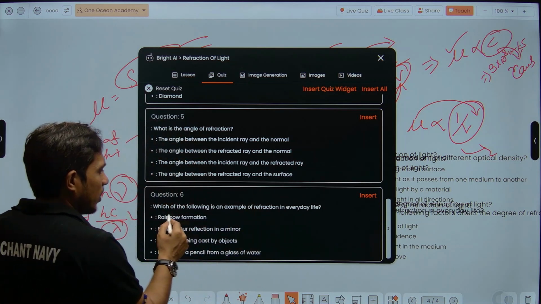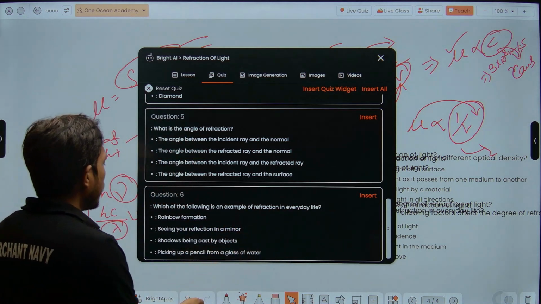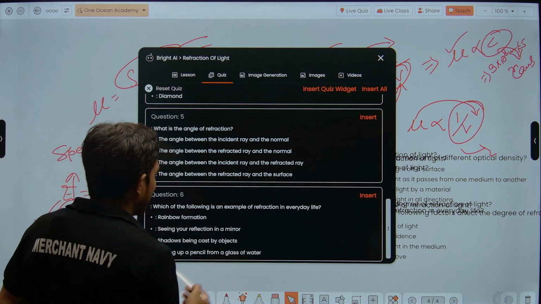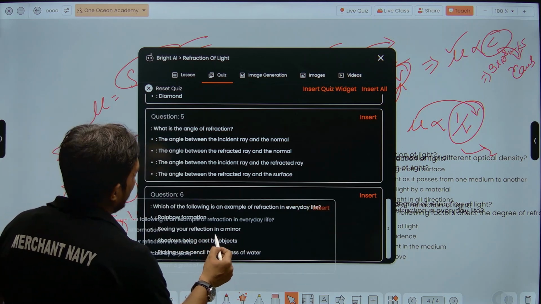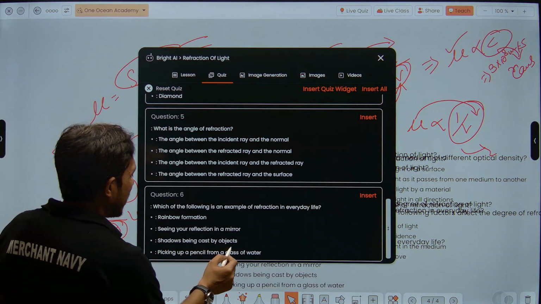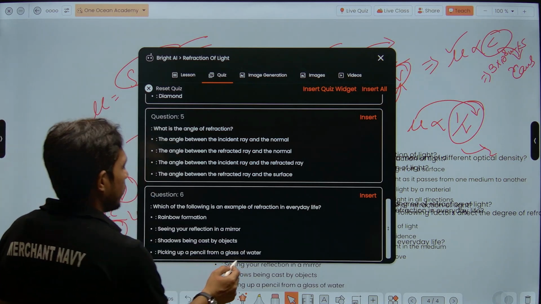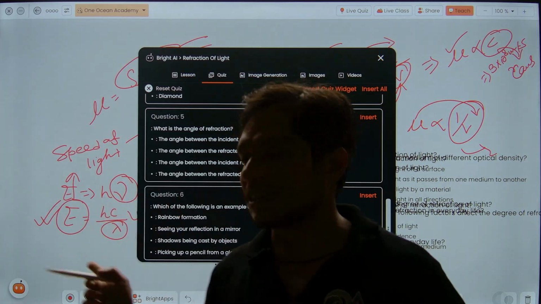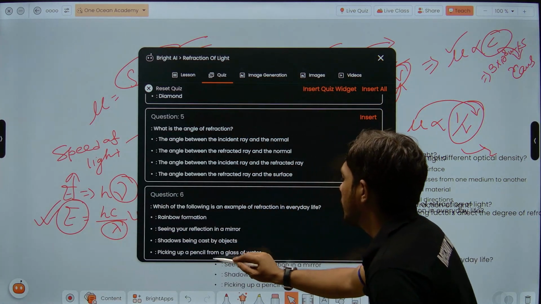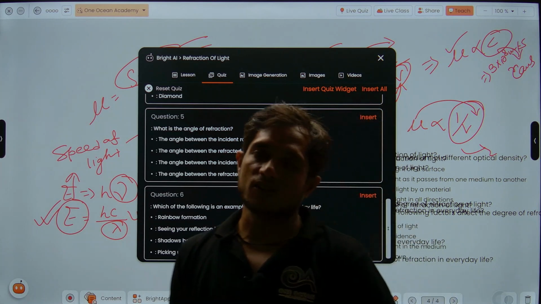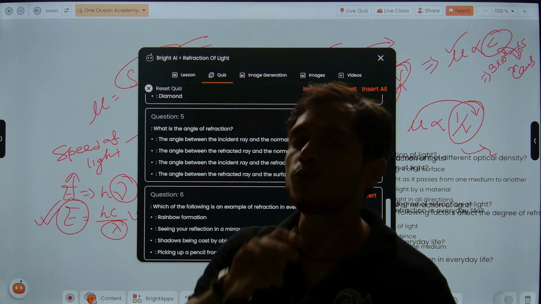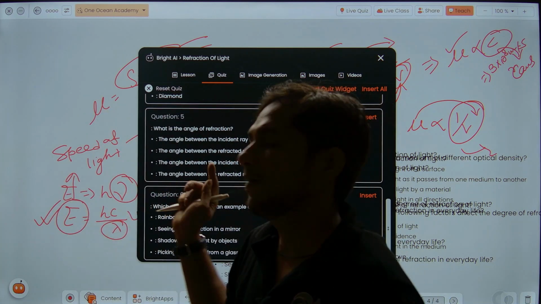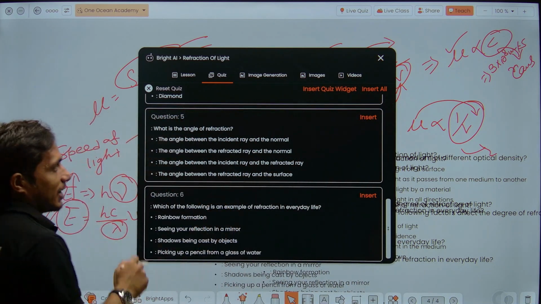Okay, so which of the following is an example? Rainbow formation, seeing your reflection in a mirror. Seeing your reflection, that can never be. Shadows being cast by an object, picking up a pencil from a glass of water. I have just taught the example of the pencil. So the answer will be picking up a pencil from a glass of water. Why? Because there are two types of medium. One is the glass of water, and second is air. So D is the correct answer.